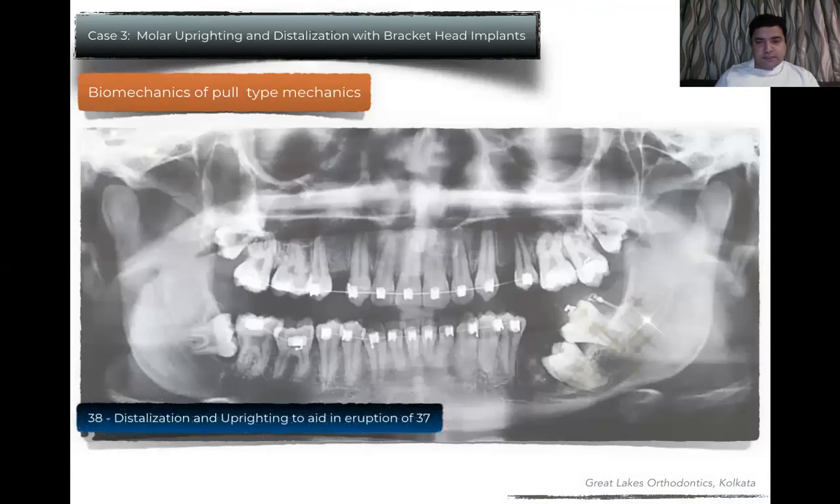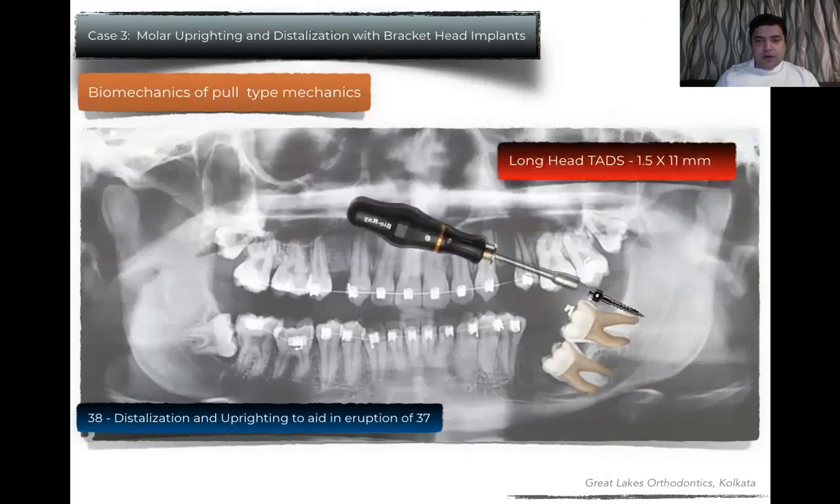What we did is, these two teeth were impacted. By this time, the marsupialization of the cyst had already been done, and the extraction of 36 was also done. So we placed a long head TAD. That's because there's a lot of soft tissue in that area, so the head should be longer. Otherwise, the implant would get embedded within the soft tissue. So it was a 1.5 by 11 millimeter TAD which was used. And then we placed an attachment on 38 after exposing it surgically, and then an E-chain was used.